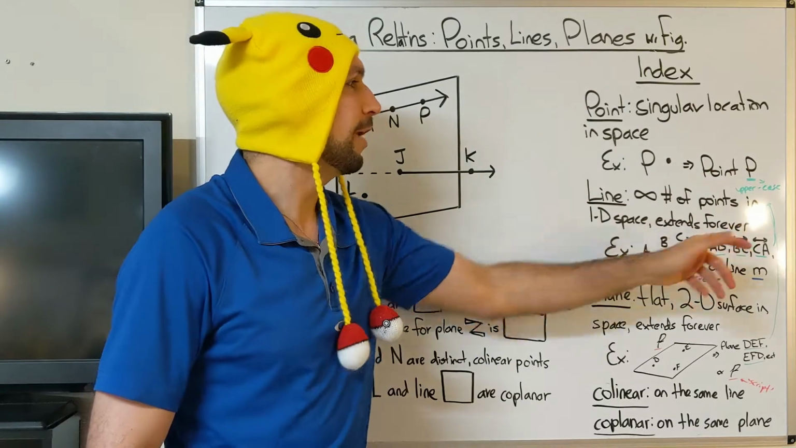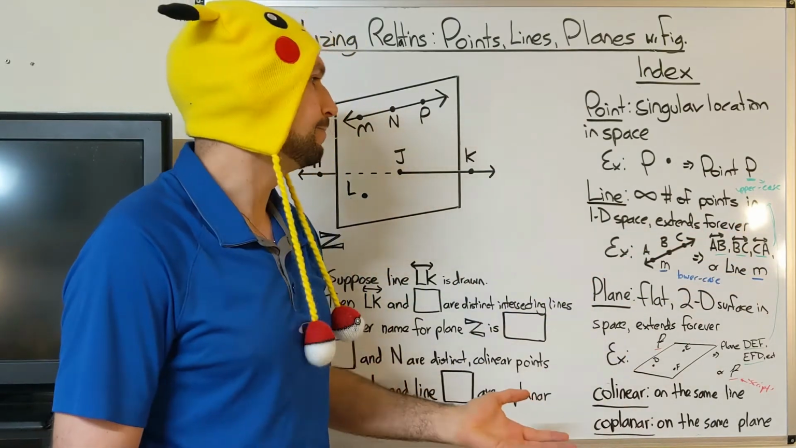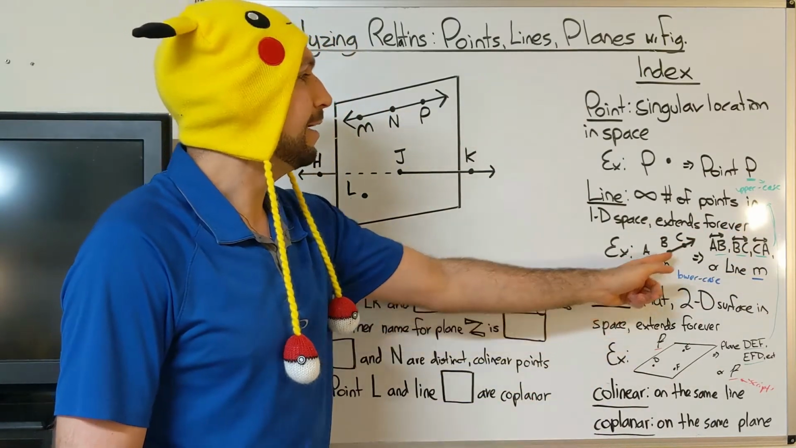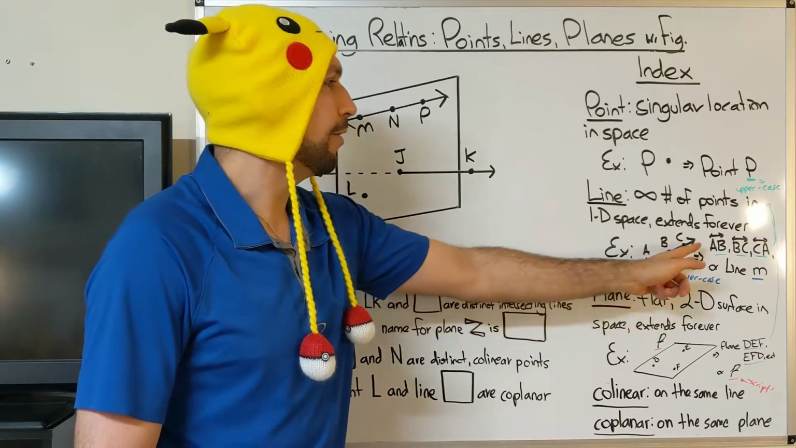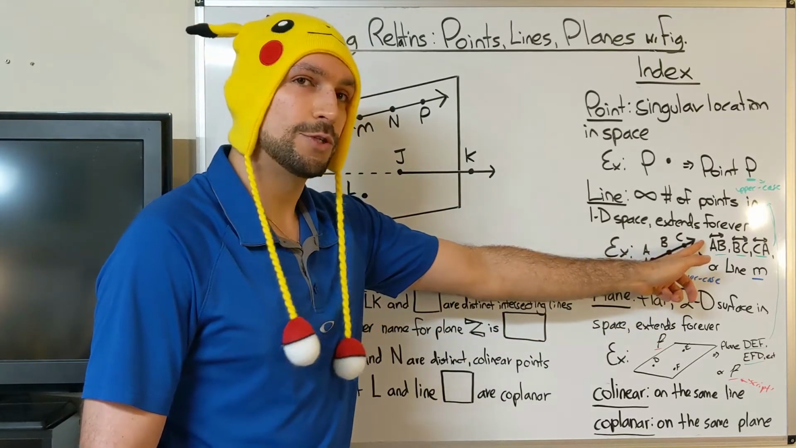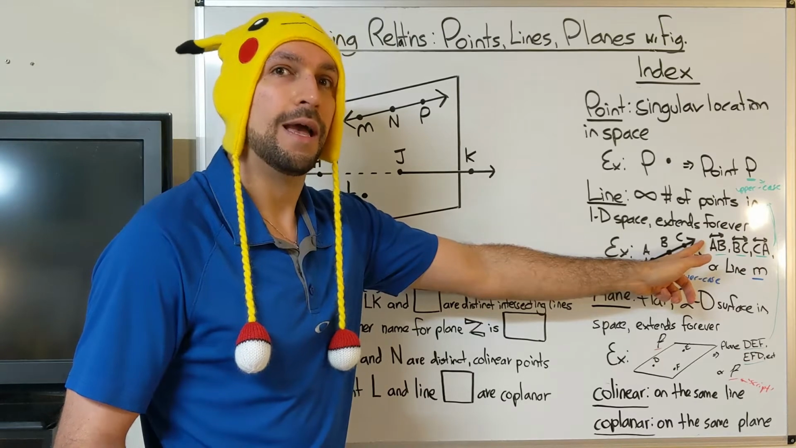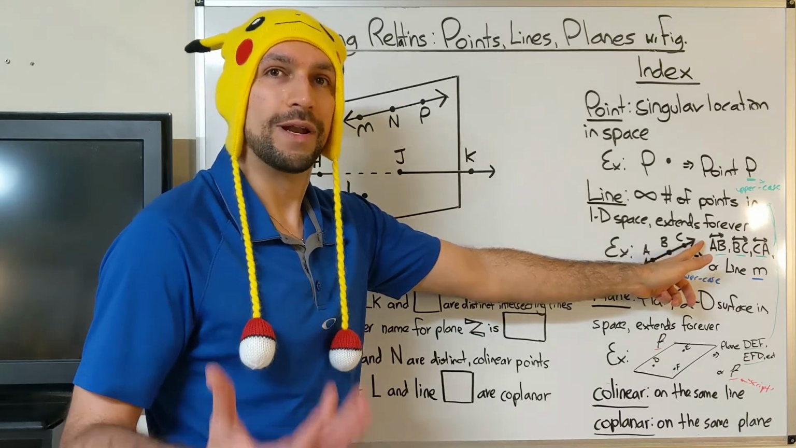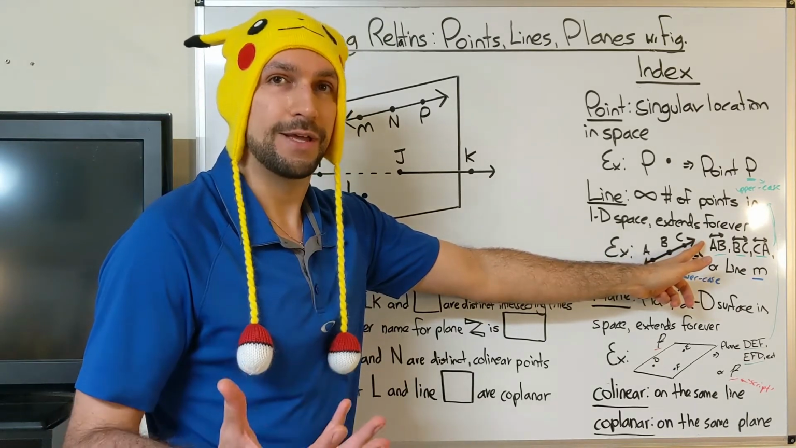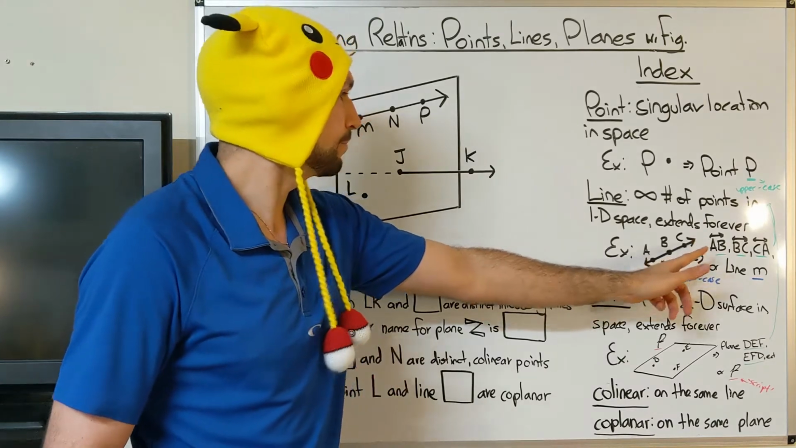And it extends forever in both directions at the end of that line. So if we see what looks like a line with two arrows at the end, this is important to distinguish it between a line segment or a ray. A line will have two arrows, one extending on each end to represent that it goes on forever to infinity.